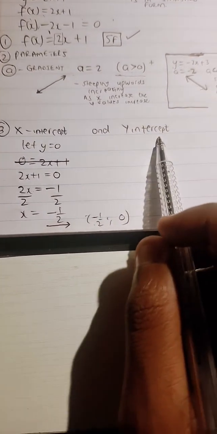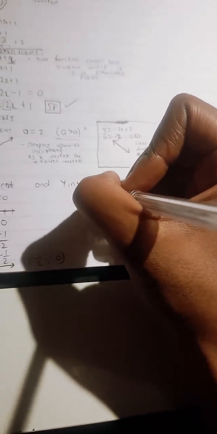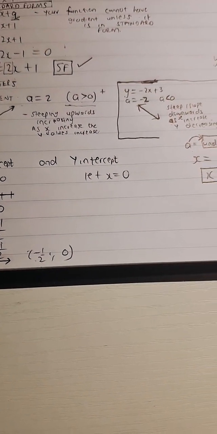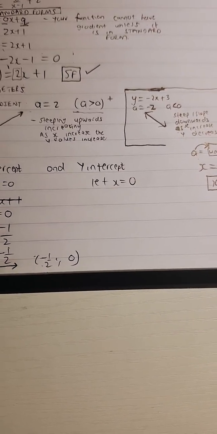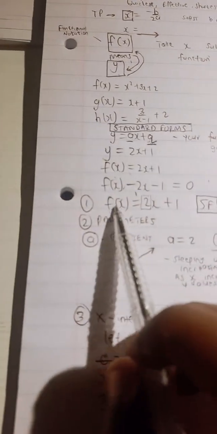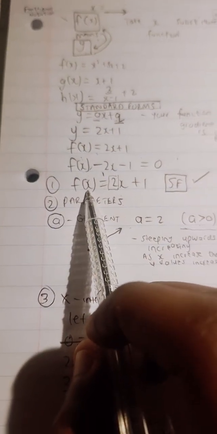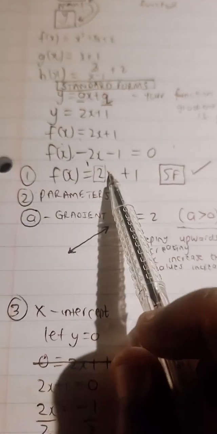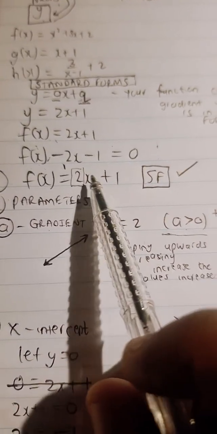Next step, find the y-intercept. Sorry, I said x-intercept. When we want to find the y-intercept, we let x be equal to 0. Hopefully you are also following along and doing the calculations on your own, so that you can see that you can apply the skill. So f of 0: in the place of x we substitute 0. So f of 0 is equal to 2 times 0 plus 1.